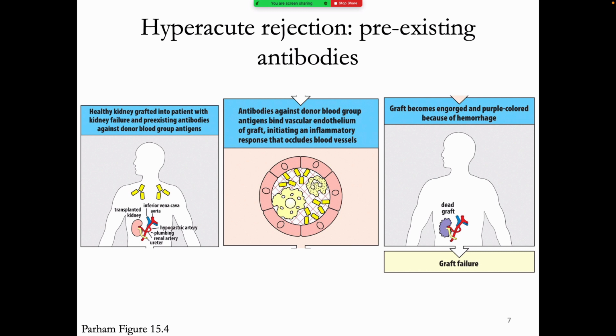So the question that might come up here is, why the heck are there these pre-existing antibodies that are going to be an issue here? How the heck do you have pre-existing antibodies to other people's organs?